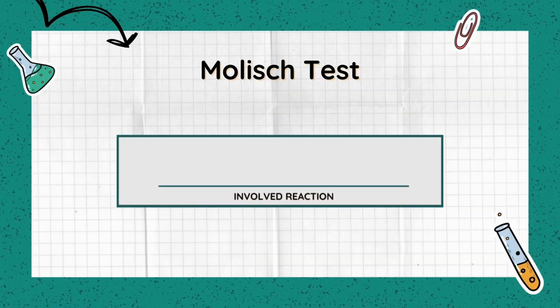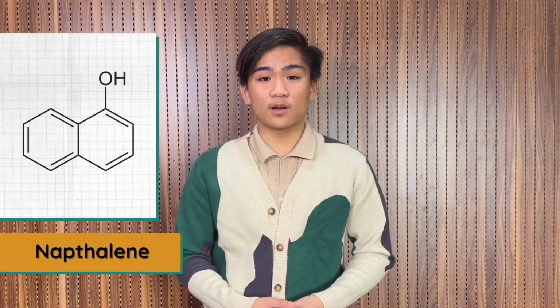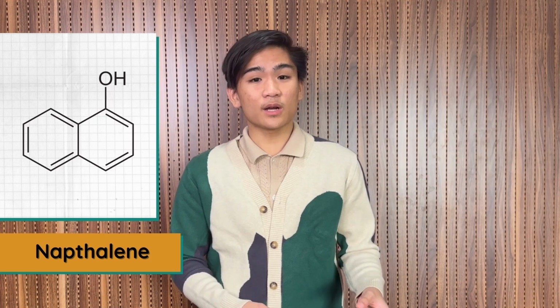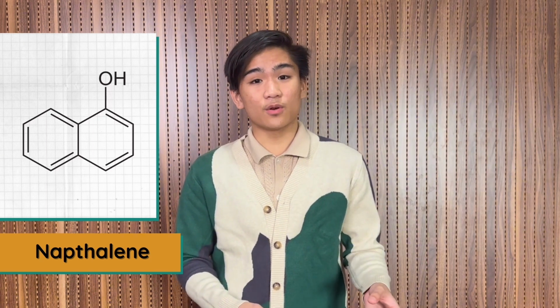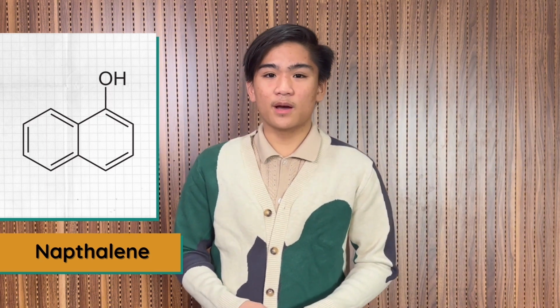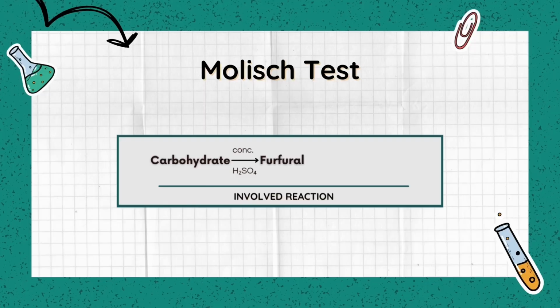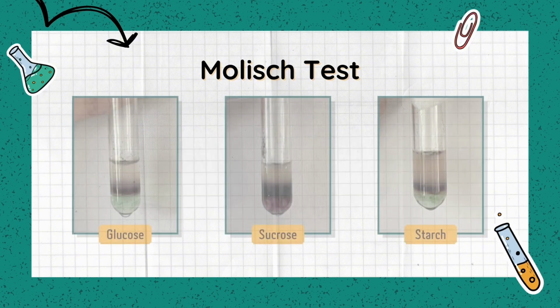Well, a furfural is formed from the dehydration of pentoses under acidic conditions, whereas alpha-naphthol is derived from naphthalene and are organic compounds. They are also phenolic compounds where the hydroxyl group is attached to the first carbon atom of the naphthalene ring system. And when the alpha-naphthol is combined with sulfuric acid, it reacts with the carbohydrates to form a violet-colored ring. See?